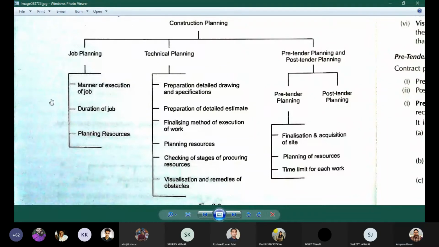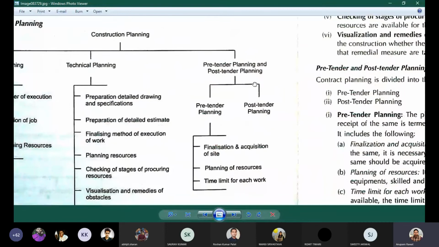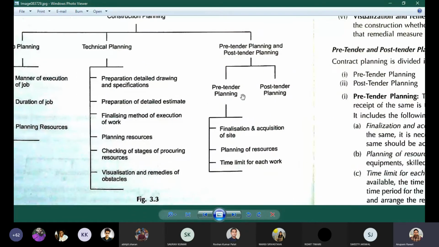In the construction planning, the third portion is the pre-tender and post-tender planning. Tendering, we will also see in this subject. In the pre-tendering planning, there is a finalization and acquisition of a site, planning of the resources, and time limit for each work. So that is done in the pre-tendering planning.